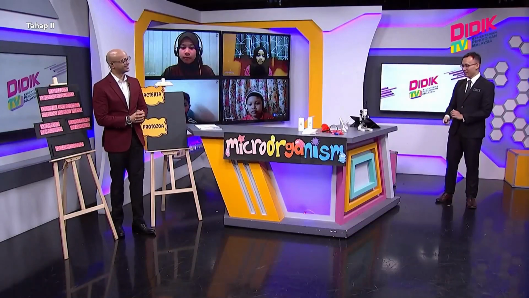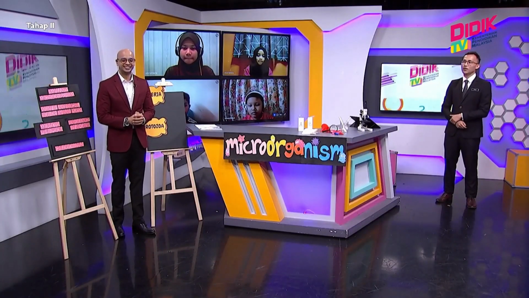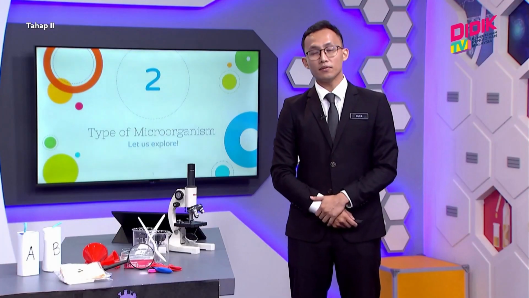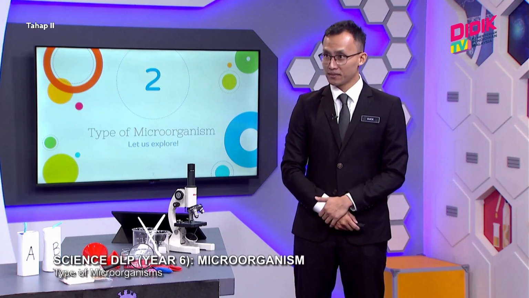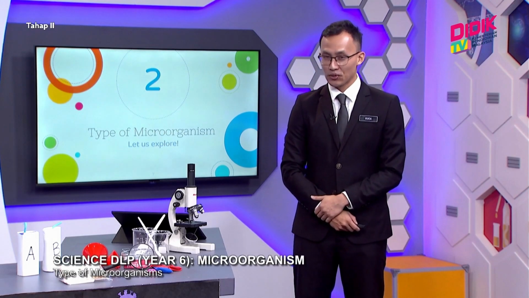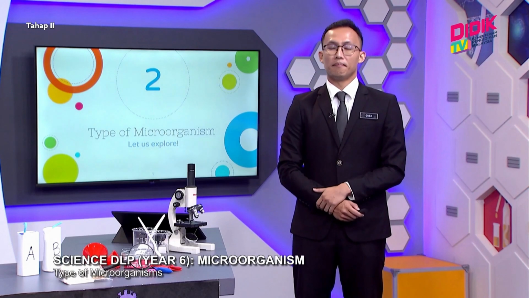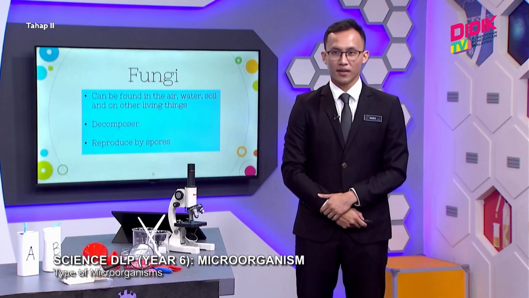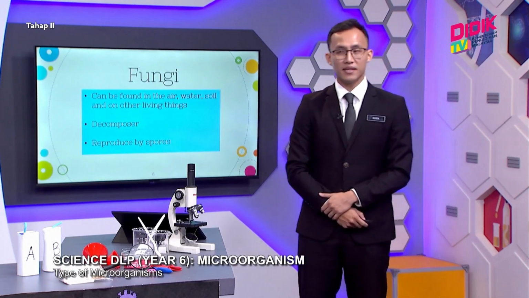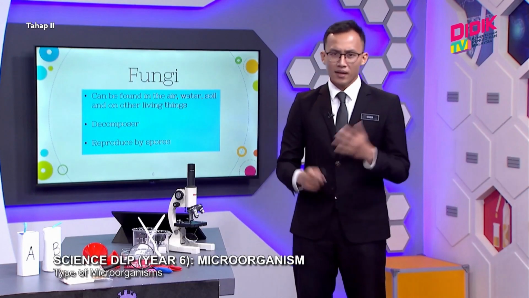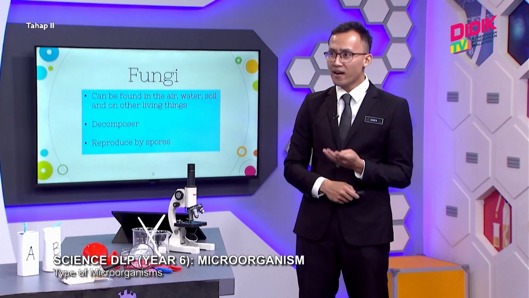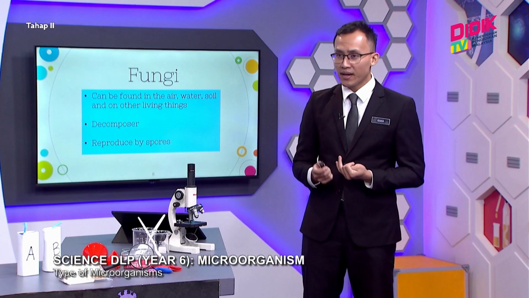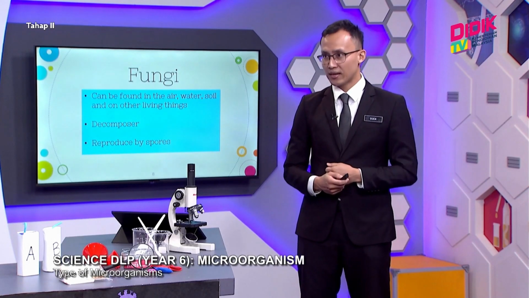Hi everyone. In this segment, we're going to talk about the types of microorganisms and the examples of it. Let us move on to the first type of microorganisms. The first microorganism is the fungi. We can see fungi in air, water, soil, and on other living things as well.